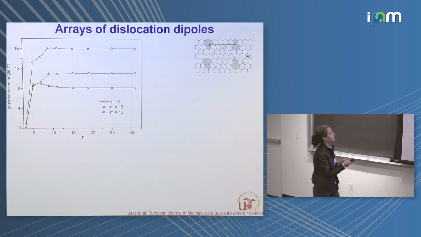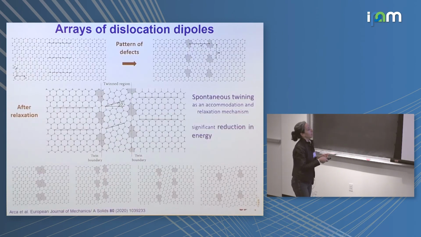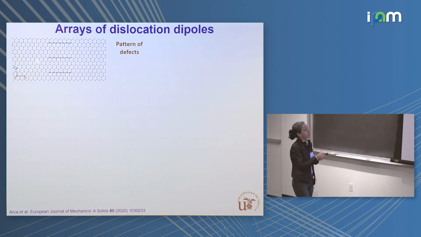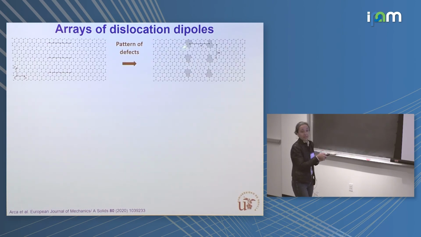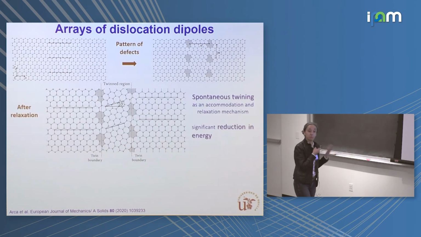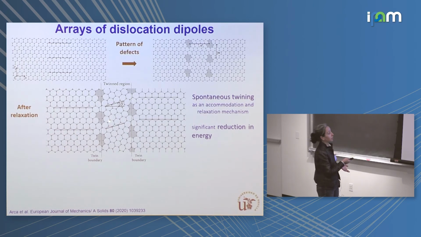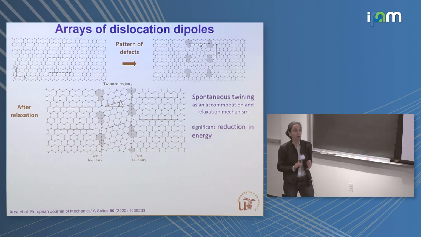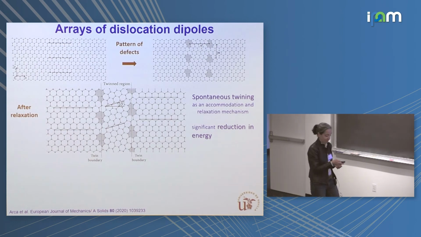I start by defining this. I introduce these slips within the lattice. These are the rings that we observe with the harmonic solution, and then when you fully relax the configuration, you observe this rotation. You have not introduced the rotation. It just shows up as an accommodation mechanism.